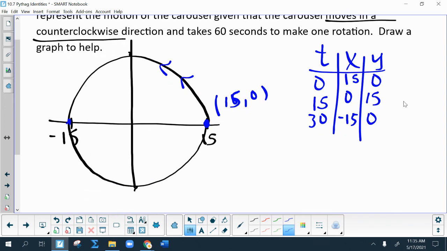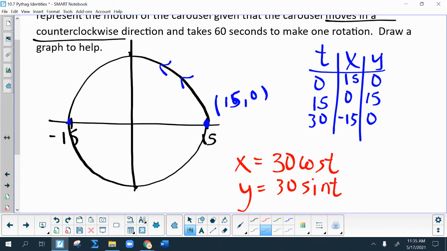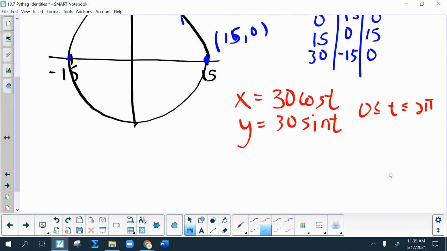The main thing that's going to change is how I write what's inside my equation with the t. Okay, so if I were to just do x equals 30 cosine t and y equals 30 sine t, that would give me this circle, but it would graph from 0 to 2 pi. Well, I have to change that. I need to make it be from 0 to 60. That just means you're changing that b value that goes inside with the t. So think about how you normally change the period of your graph. The period is normally 2 pi. We want to change it to 60.